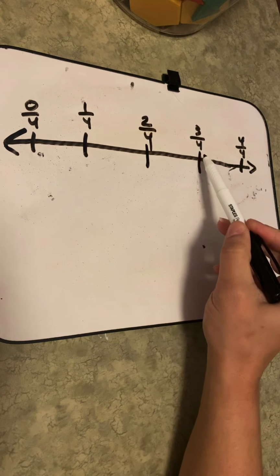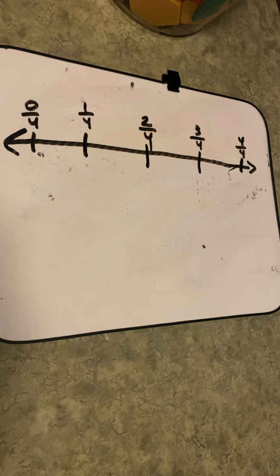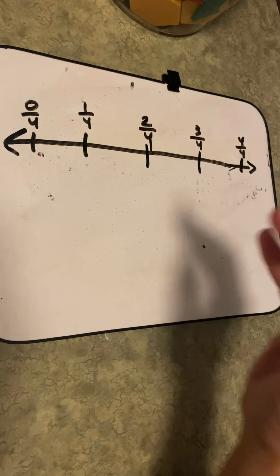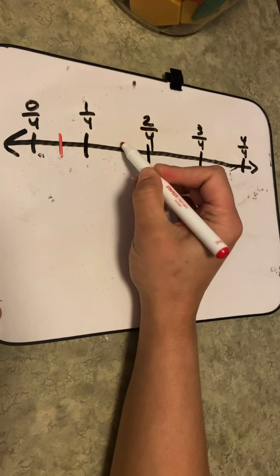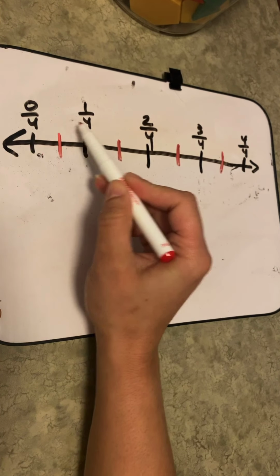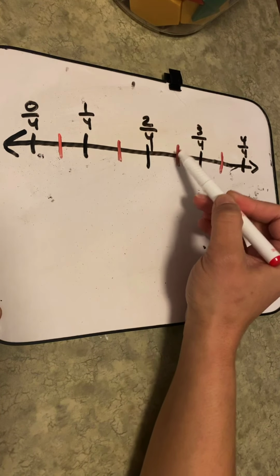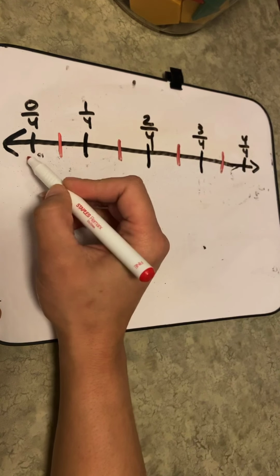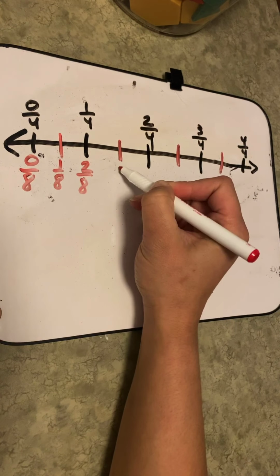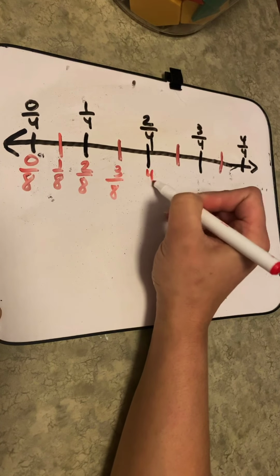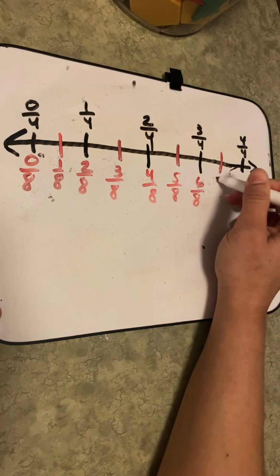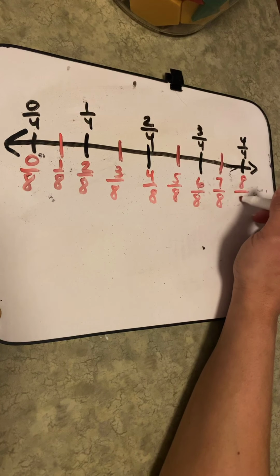1, 2, 3, 4. Now, if I took the same number line and cut the 4 parts in half, I will then have 8 parts. 1, 2, 3, 4, 5, 6, 7, 8. So this would be my 0/8, 1/8, 2/8, 3/8, 4/8, 5/8, 6/8, 7/8, and 8/8.